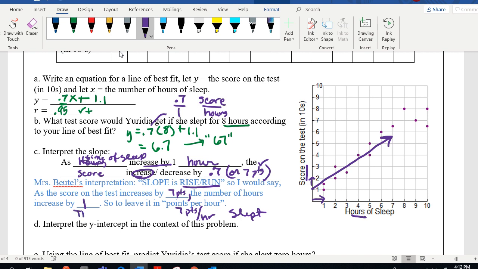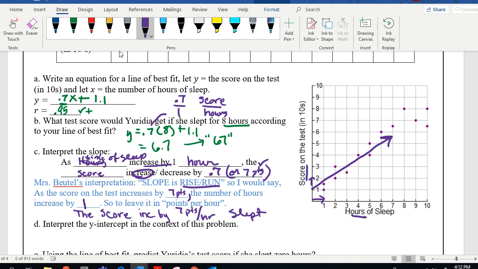So the test, the score, I should say, the score on the test. So the score increased by 7 points per hour slept. Okay? And that would make more sense to me. So this is a bit awkward the way it's written, so I did want to explain that.